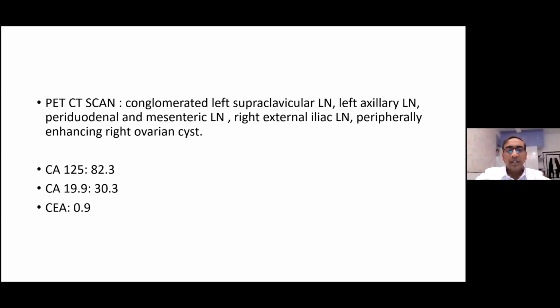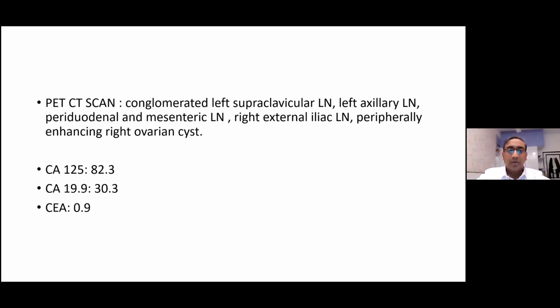Now we can see here that the PET-CT scan showed a conglomerated left supraclavicular lymph node, left axillary lymph node, periduodenal lymph nodes, mesenteric lymph nodes, right external iliac lymph nodes, and a peripherally enhancing right ovarian cyst measuring about 2.3 centimeters. Dr. Piyush had also ordered certain basic tumor markers, and the CA125 was 82, mildly elevated, CA19.9 was 30.3, and CEA was normal, 0.9.